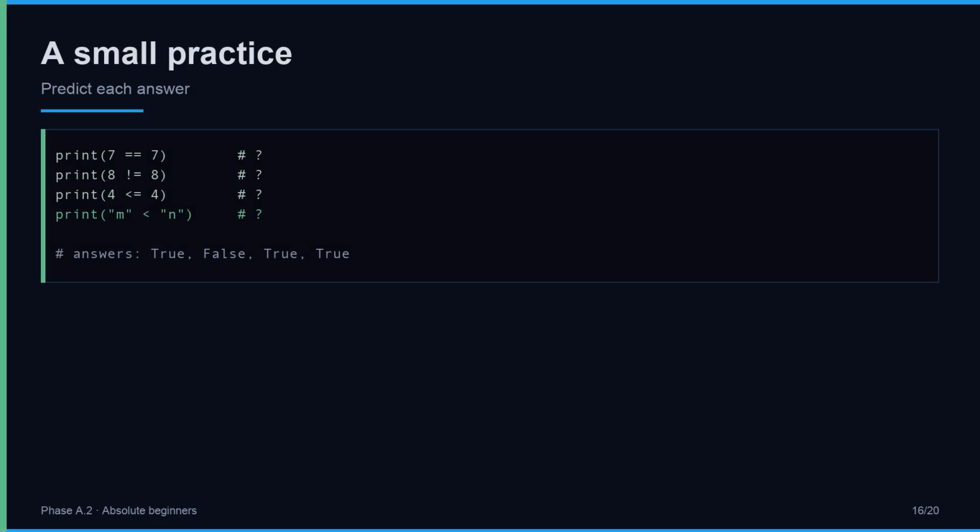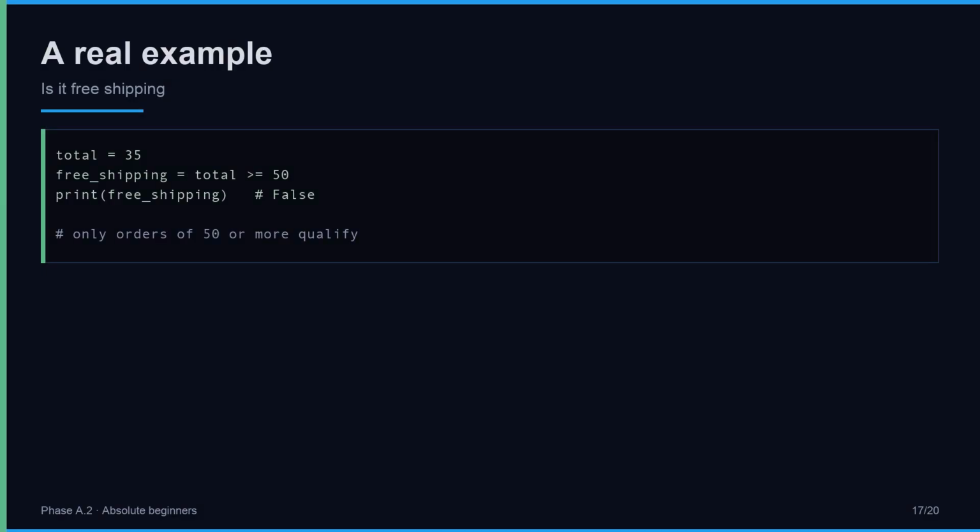A quick challenge to lock it in. Predict each answer before reading on. 7 == 7 is true. 8 != 8 is false. 4 <= 4 is true, because equality is included. The letter "M" < the letter "N" is true, since M precedes N in the alphabet. If those felt automatic, you own the operators. If one tripped you, revisit that symbol for a moment. Predict before you peek.